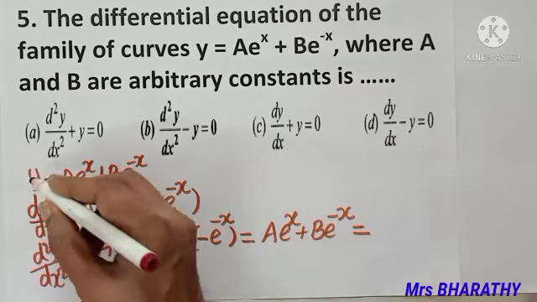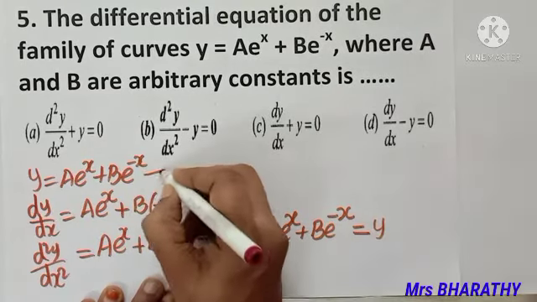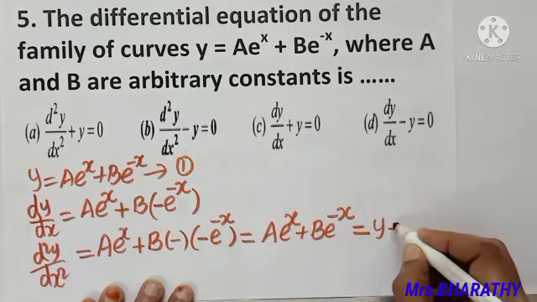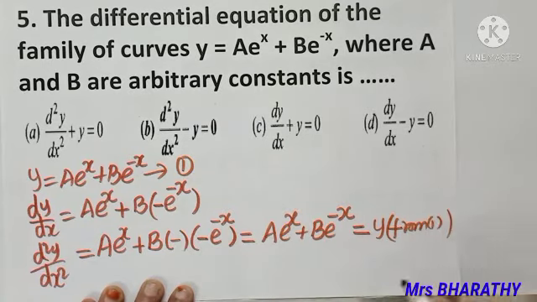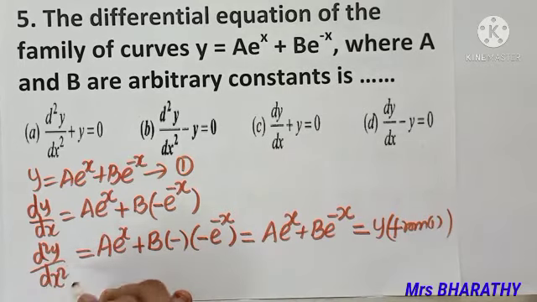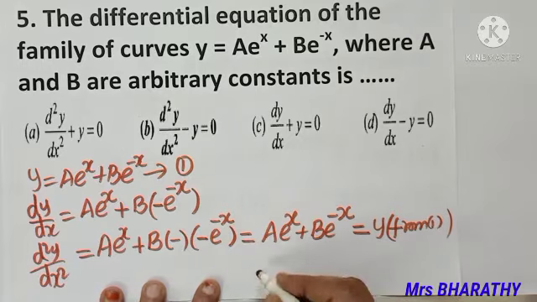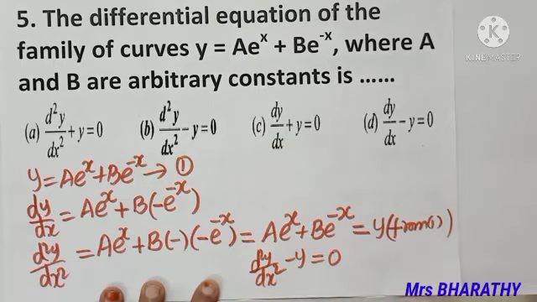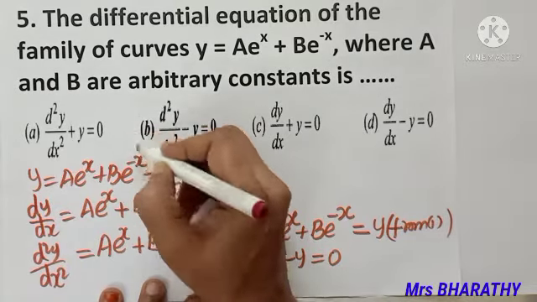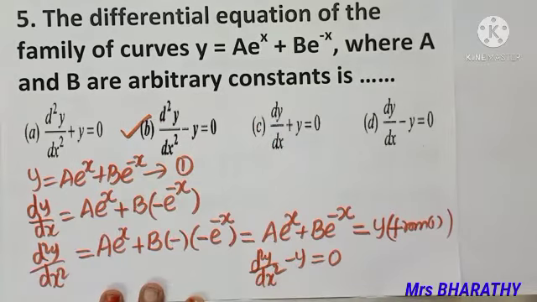And this is nothing but y from the given equation, which we name as 1. So from 1, I can say the given second derivative reduces to y. Bringing y to the left, we have the answer. d square y by dx square minus y equals 0. So the right option is B.